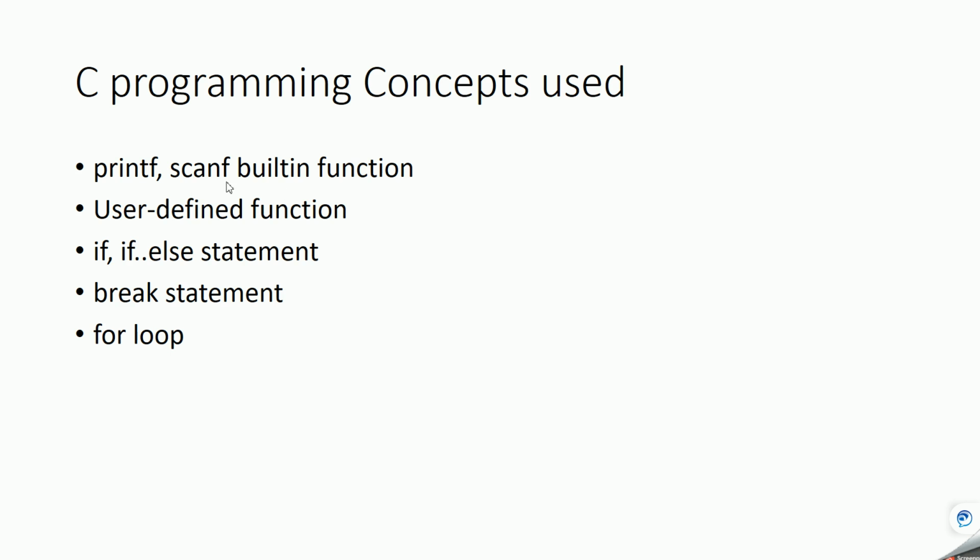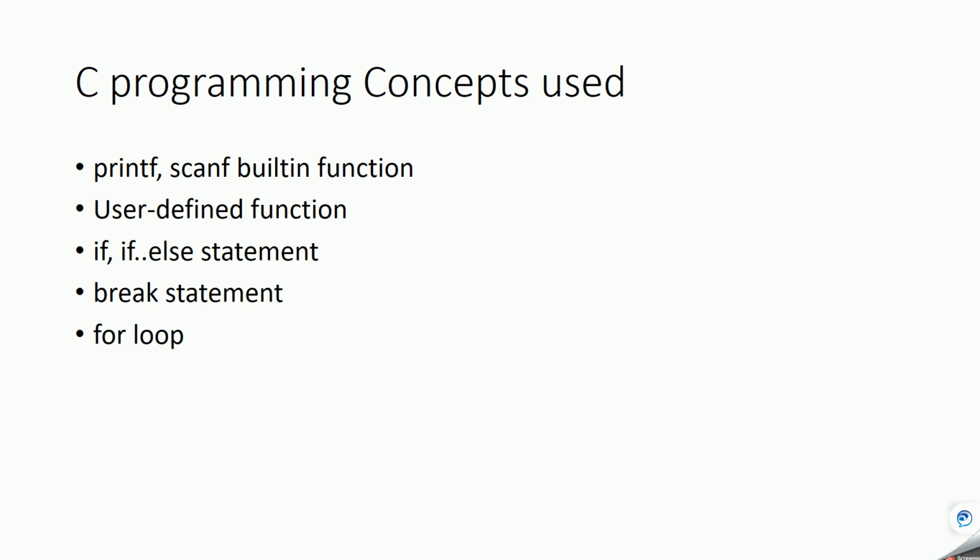So these are the various C programming concepts that we'll be using to write this program, basically the program that will help us find whether a number is prime or not. Okay, so if you don't know these concepts, you can watch my lecture on them, and I have given the link of each of these concepts in the description below.